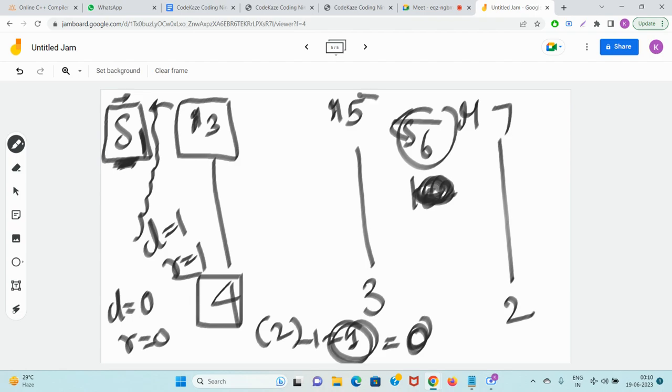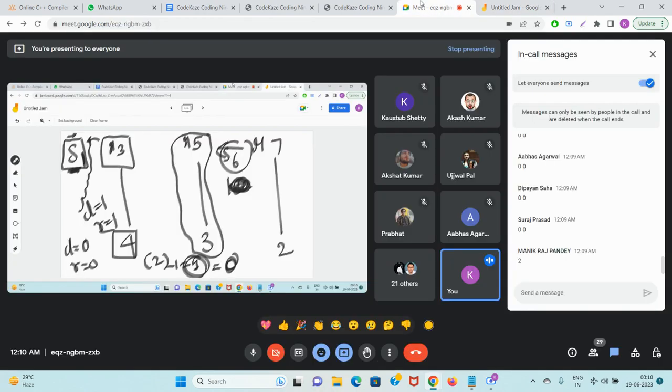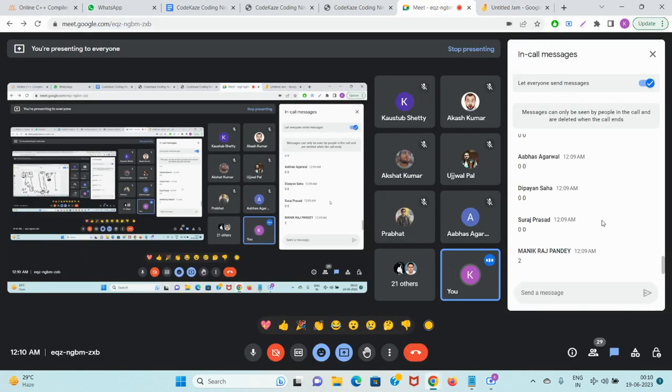So guys, now you use your mind. When you come at M5, what will be the value of L and R? We have already calculated how many blows are there. Guys, what will be the value of L and R when you are at M5?